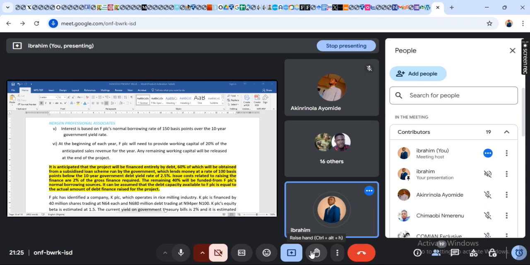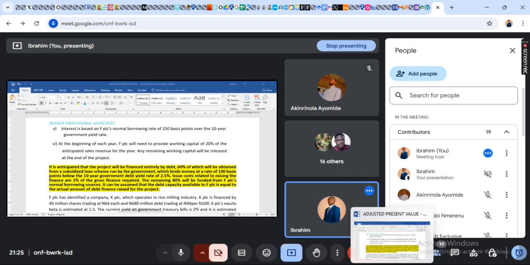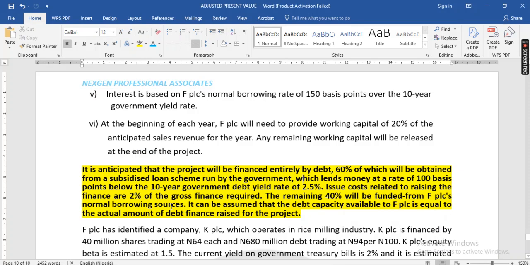The finance required is that 60% will be financed by subsidized loan, right? So the issue cost will be applied to the subsidized loan as well, which is the 2%, because they say just finance required. What is the finance required? It is 60% of the subsidized loan scheme from the government. Then what will happen to the 40%? The remaining 40% will be funded from FPLC normal borrowing sources.